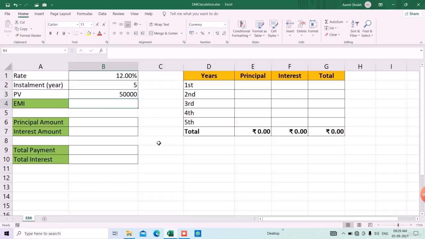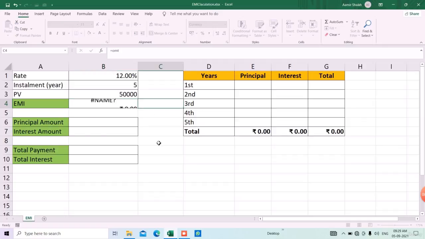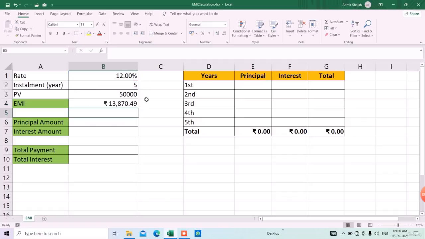Now how do we calculate? We have a function called PMT. So I'll write =PMT, and it's asking for the rate. So I'll select the rate of interest, comma, then the number of installments that we have, and then minus PV, that is the present value, so that we are taking the installment. So it's giving me that the EMI will be 13,870.